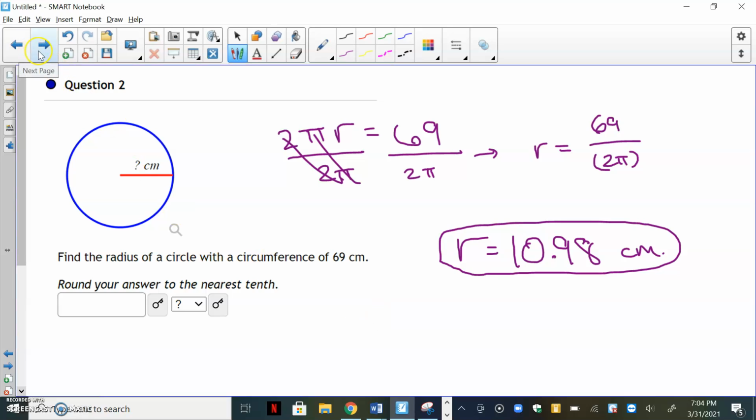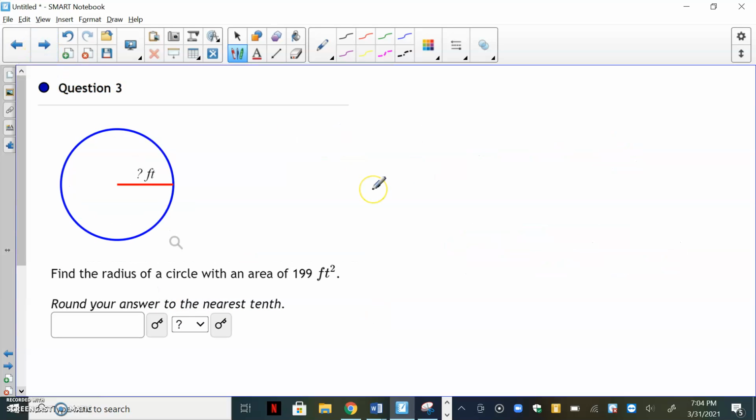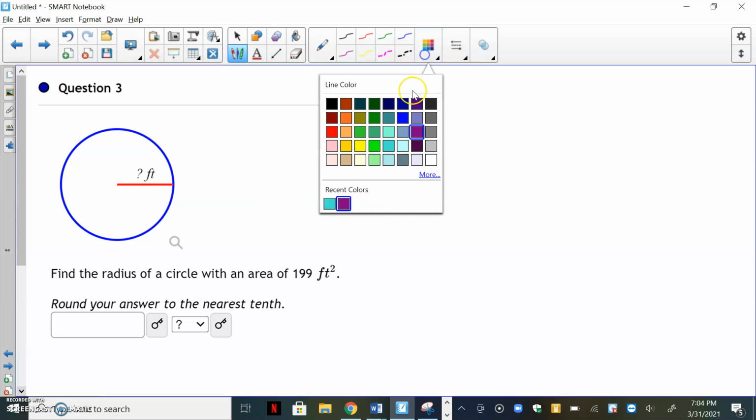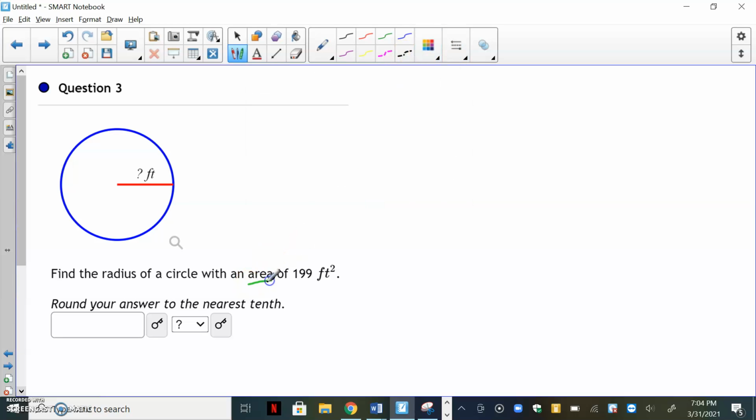The next problem is something slightly different. This time, they gave us an area instead of a circumference. Okay, so instead of the circumference formula, then, we're going to use the area formula, which is pi r squared. So we will say that pi r squared, we don't know what r is, but if we did, and if we plugged into this formula, we would get an answer of 199, because that's what they said was our area. And so again, we have to solve for r, which means we need to get it by itself.